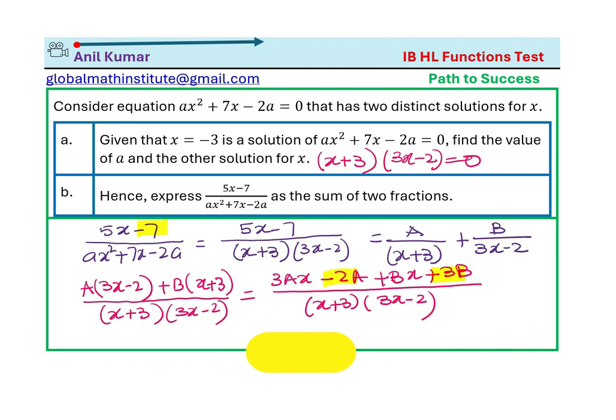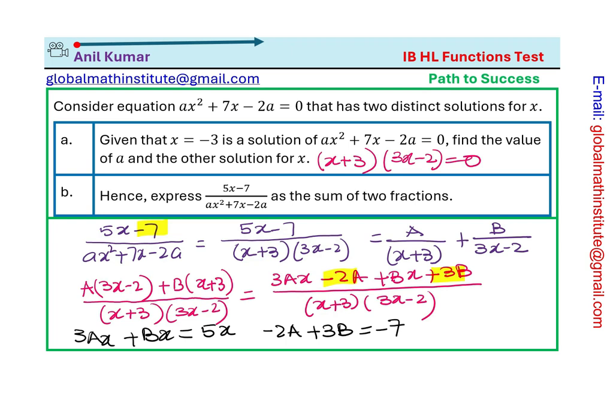correct? So let me rewrite this. So we have 3ax plus bx, and this is equal to 5x. Makes sense, right? The other term is minus 2a plus 3b, and that is equal to minus 7. You see how we get two different equations to work with. Now, a and b are two unknowns, and there are two equations, and therefore we can easily solve this. Perfect. You can actually pause the video, answer, and then look into my suggestions, right?